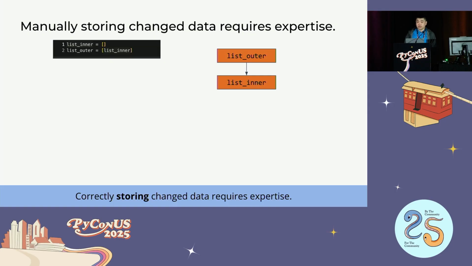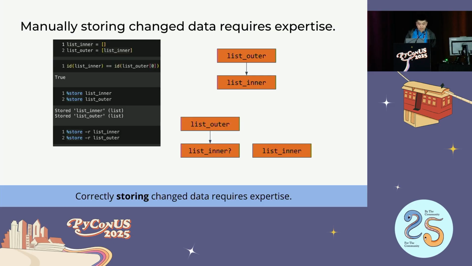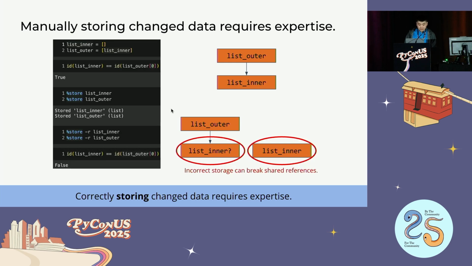So if you want to checkpoint and restore these two variables, which share a reference between them, naively by separately pickling them and then loading them back into the session, it turns out that you preserve the values of these variables. List outer is still a nested list, list inner is still an empty list, but you break the shared reference between them. So incorrect storage of variables can risk breaking shared references.